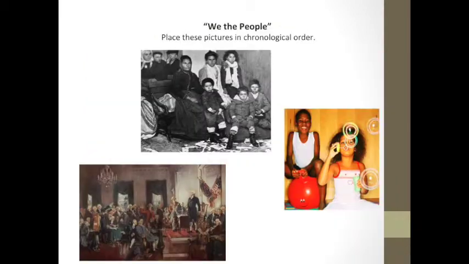So we've got an original one, and then placing it in more modern understandings of, if we're talking about the concept we the people, what does that mean? Here's what it looked like in 1776, or actually 1783. Here's what it might have looked like in the early 20th century with immigration, and then the kids blowing bubbles. Here's what it could look like today. So what does the concept of we the people mean?